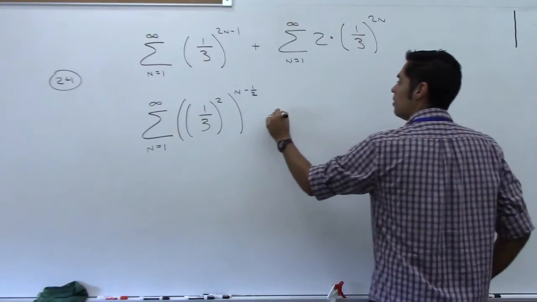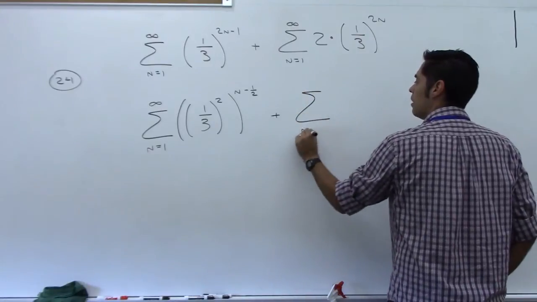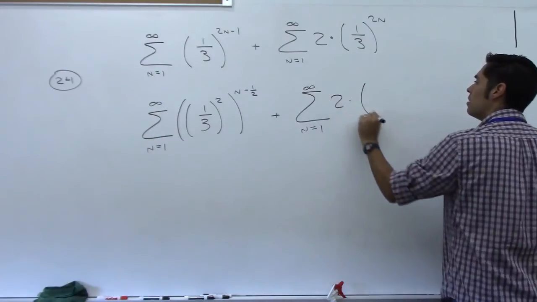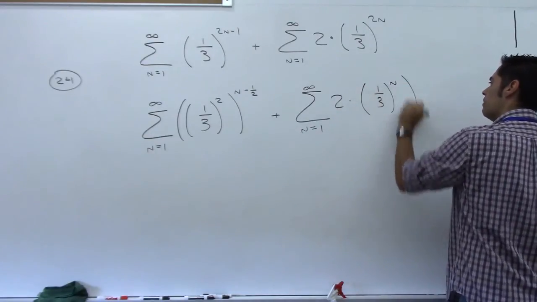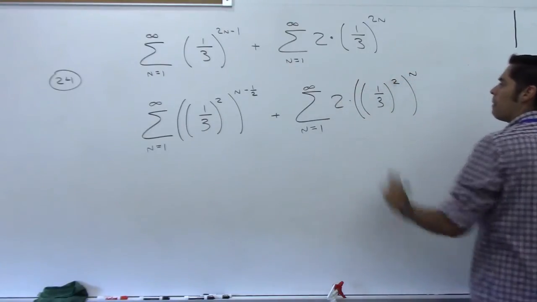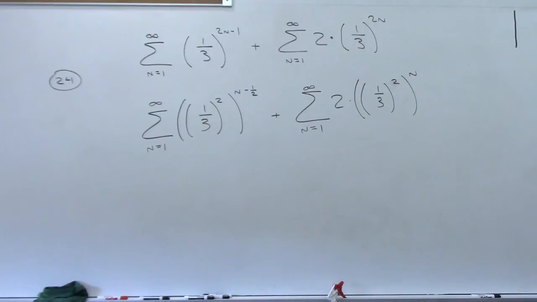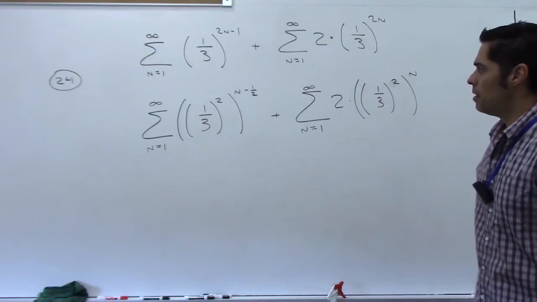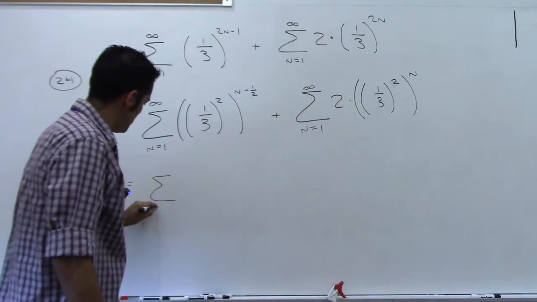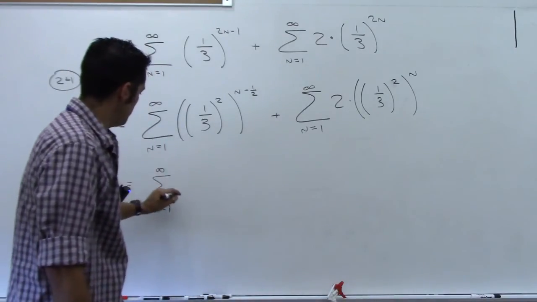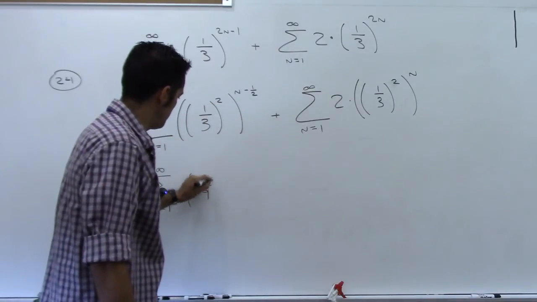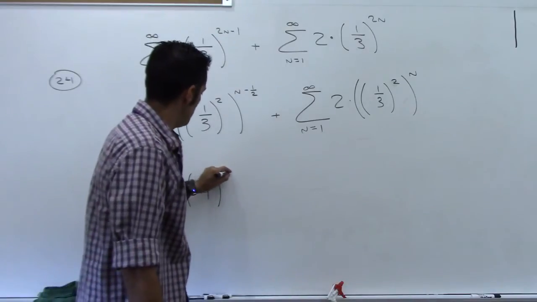Over here, I can do the same exact thing. You'll see where this is going. I did these in class too. So 2 times, this one is a little easier. It's 1/3 to the n, to the 2 to the n. So if I multiply this times this, I get this. So let's go a little bit further. This is sum n equals 1 to infinity. Now 1/3 squared is 1/9. So this is really 1/9 to the n minus a half.